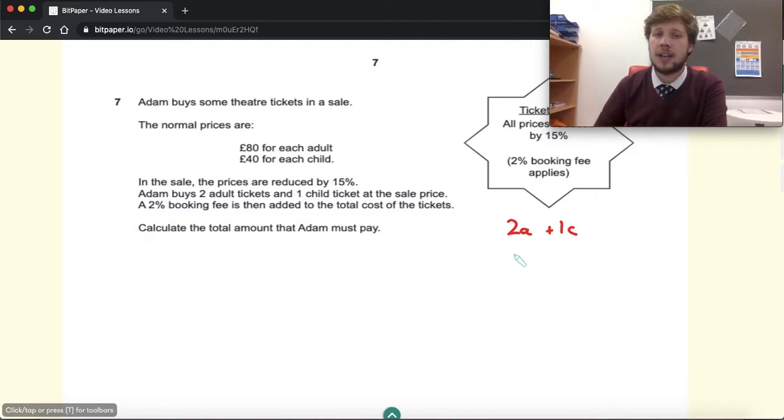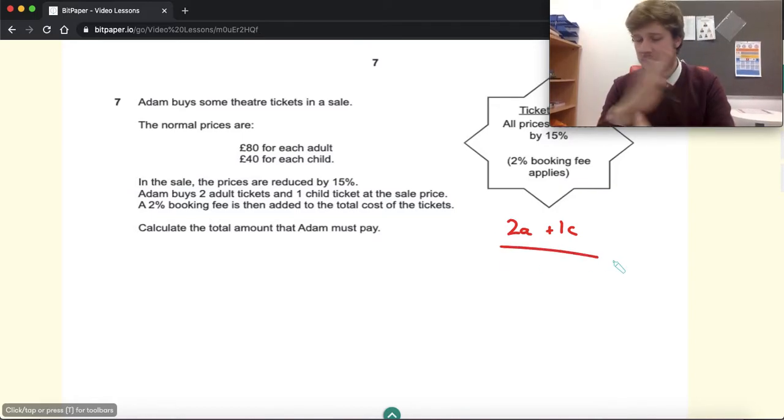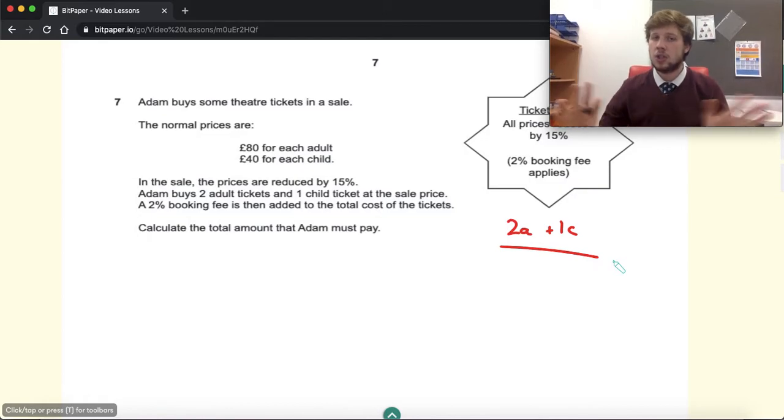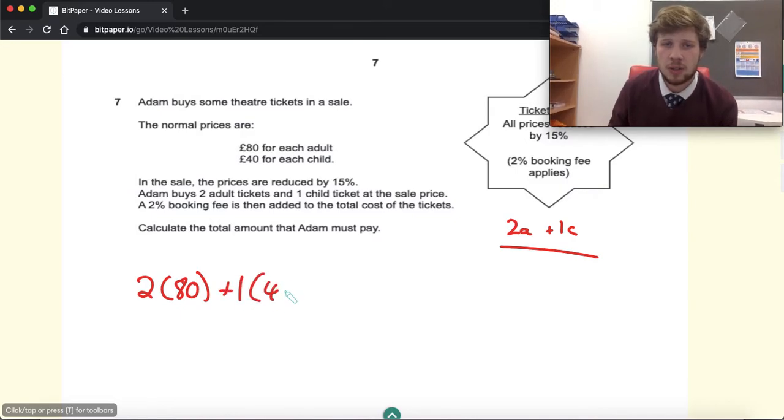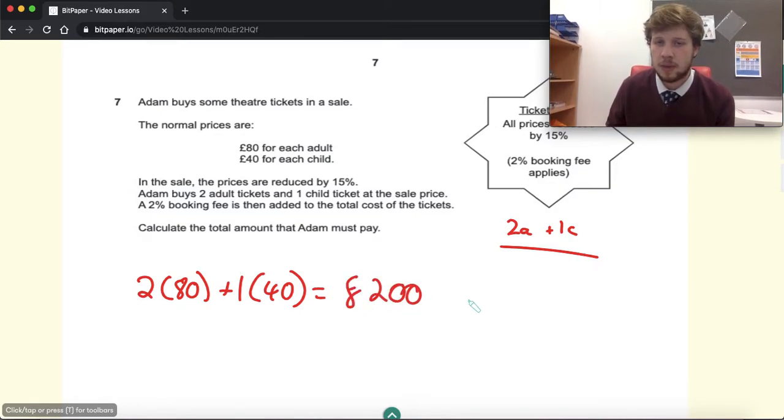So what I'm going to have to do is work out the price that he would pay if nothing happened to it, no percentages at all, just what would he pay. So, 2 adults, so 2 lots of 80, plus 1 child, which is 1 lot of 40, is going to equal 80 times 2 is 160, add 40 is £200. So this would be my total with nothing on it.